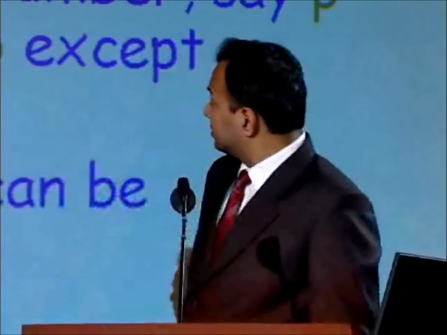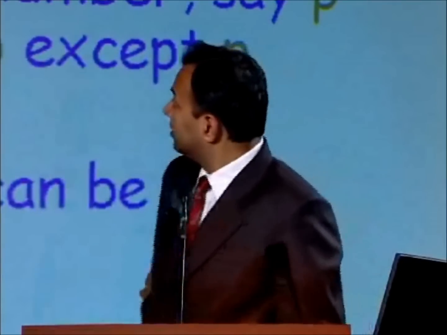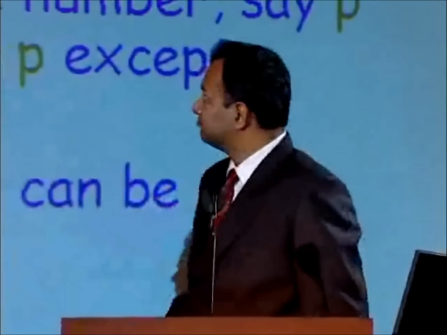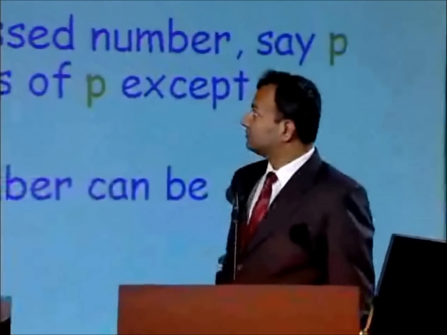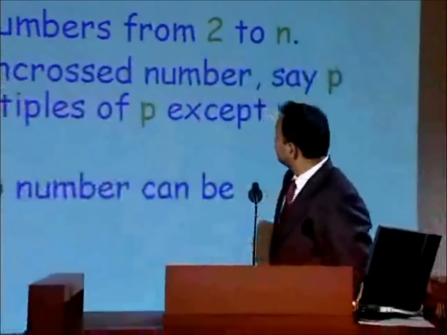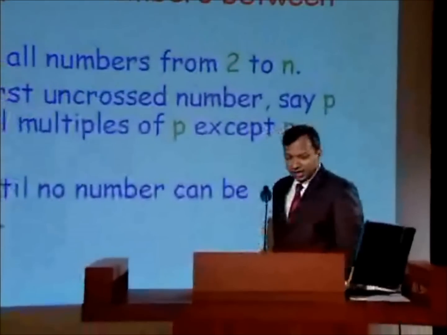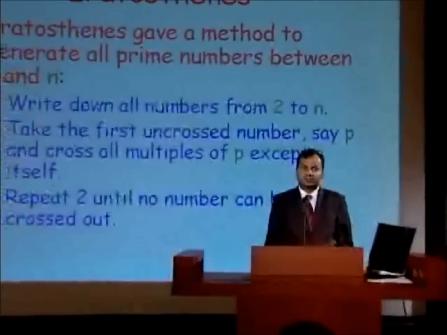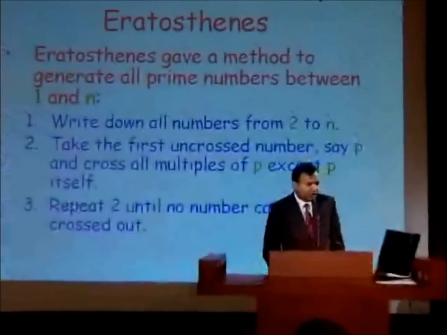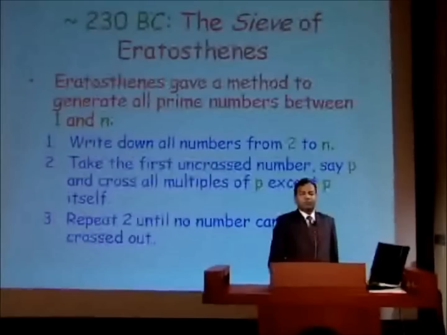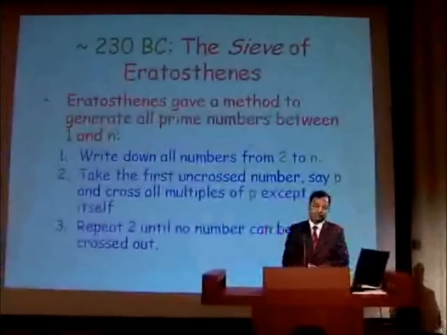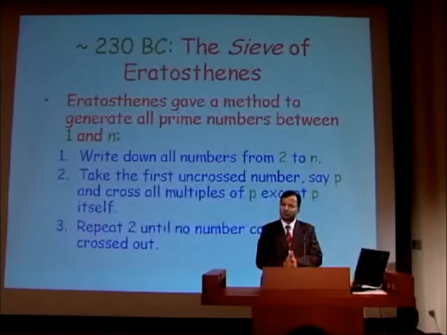Then, around 230 BC, in the same school as of Plato, I think, Eratosthenes came up with a method which is referred to as the sieve of Eratosthenes. This method allows us to compute or generate all prime numbers between 1 and n. And it's an extremely simple method.